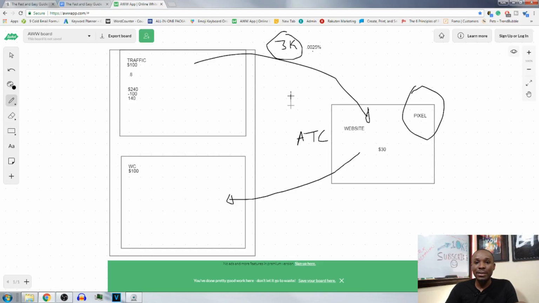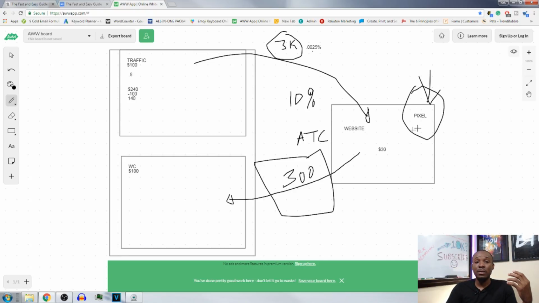Let's say, for example, 10% of all the traffic, not including the 8 sales that we made, added the product to cart. That would mean that 300 people would have added that product to cart. So what we can do at this point is create a retargeting ad campaign targeting these people who have added the items to their cart but haven't checked out. And that is where the Facebook pixel comes in, and that is why it's very important, because it provides us with this information, and Facebook allows us to create ads to serve only to these people.